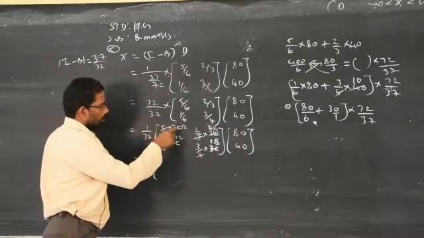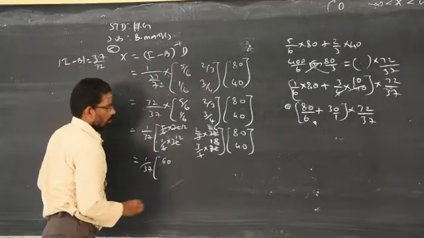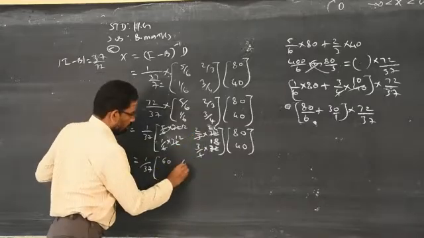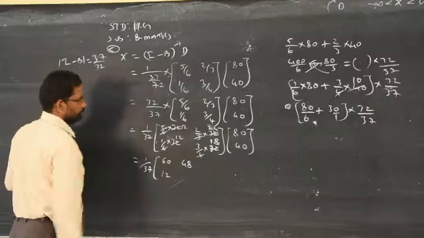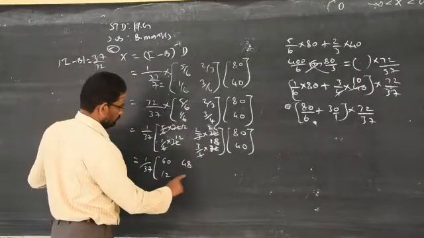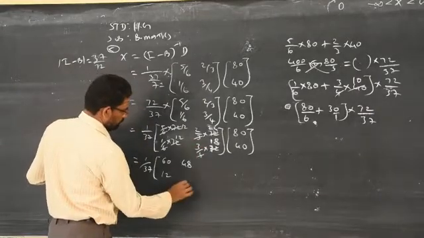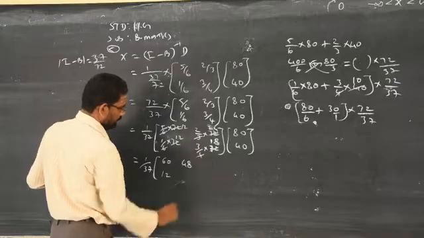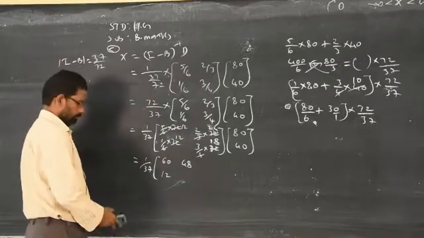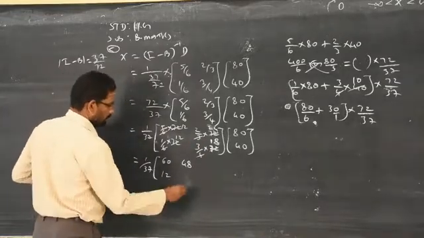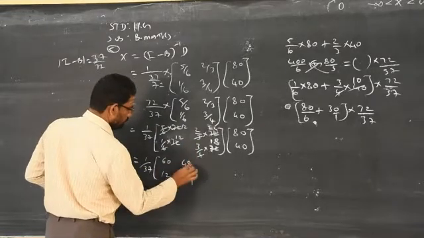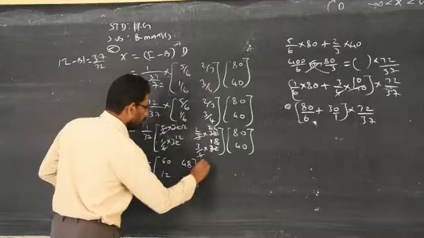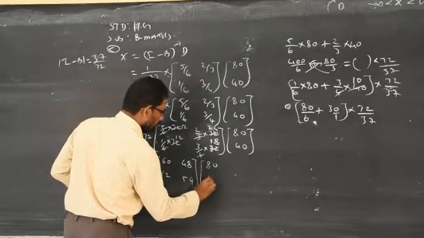So just multiply: 12 5s are 60, 48, 12. Here 3 8s are 24. Multiply this one, right? What will be the answer? 3 8s are 24, remainder 2, 3 1 is 3, that is 54 into 80, 40.